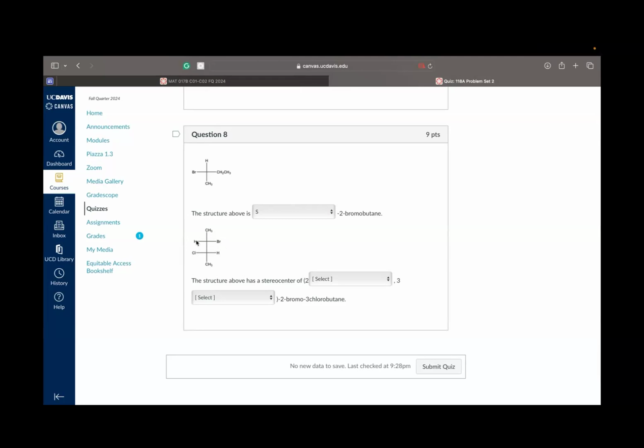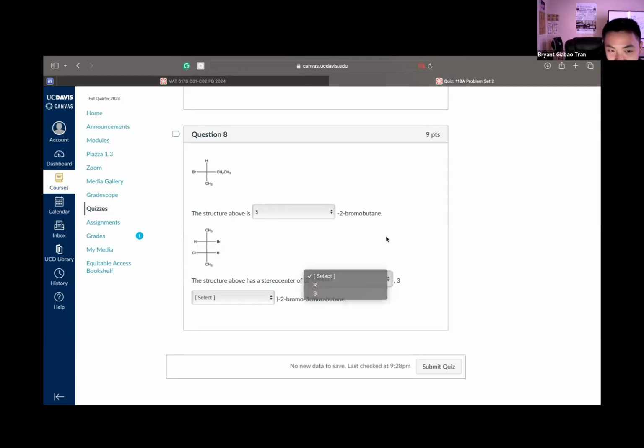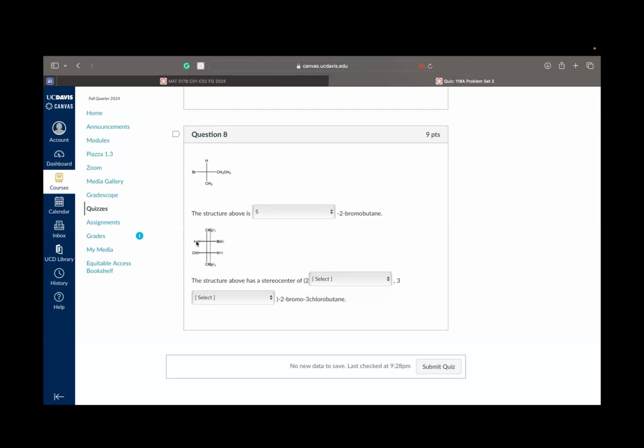R, but because hydrogen is in a wedge position, we want to flip it. So it'd be S. Yes, it looks R, but it's actually S because the lowest priority group is on the wedge, and that's when we do the flipping thing. Don't think about the bulky group, think about the lowest group. If it's a wedge, you flip it.